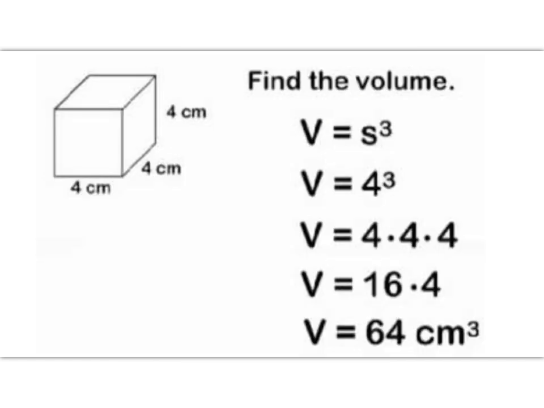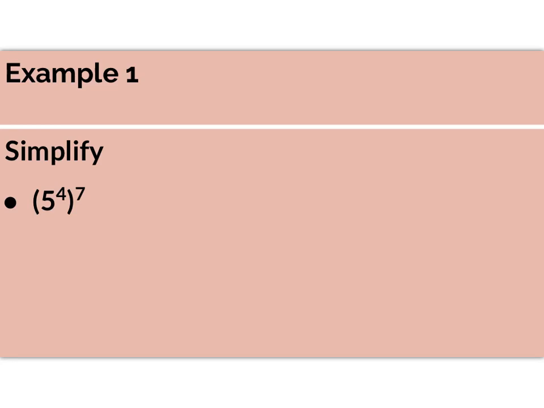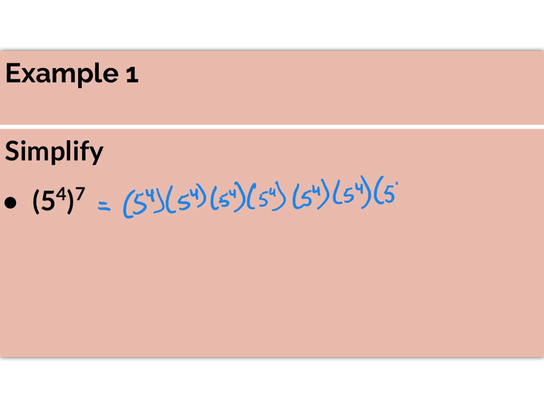Okay. So now find the volume. So here's an example. Sometimes now you'll see pictures in things. Okay, so we have 5 to the 4th to the 7th power. This is actually a power rule. So if we were to expand this out, this would be 5 to the 4th 7 times. 4, 5, 6, and 7. So this is actually what this is.